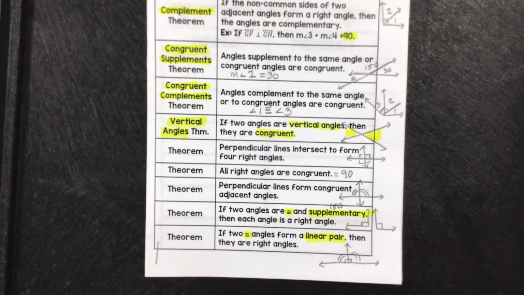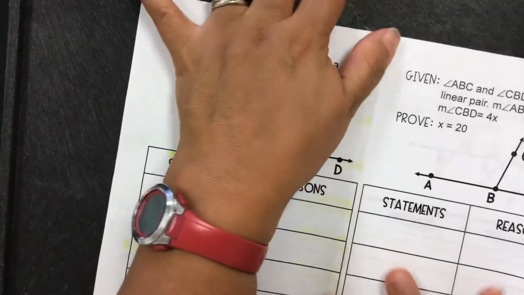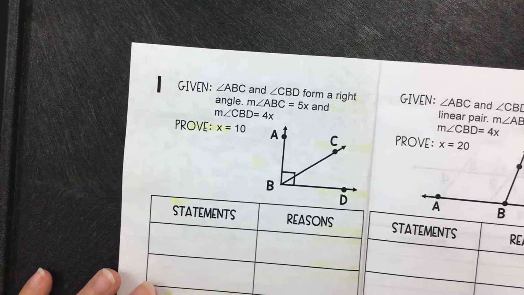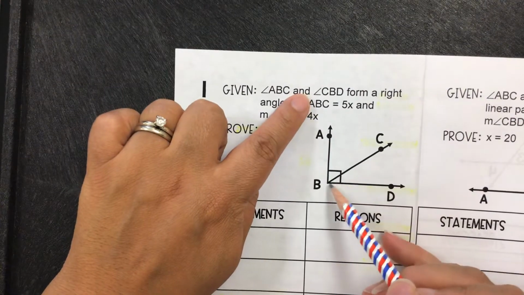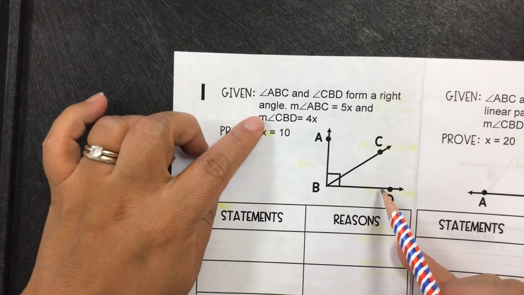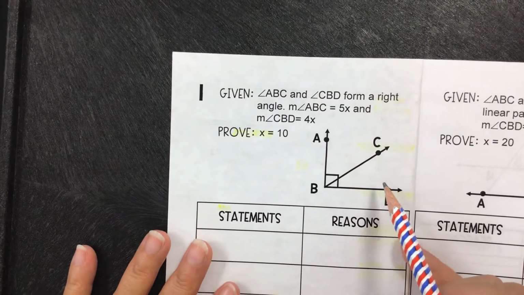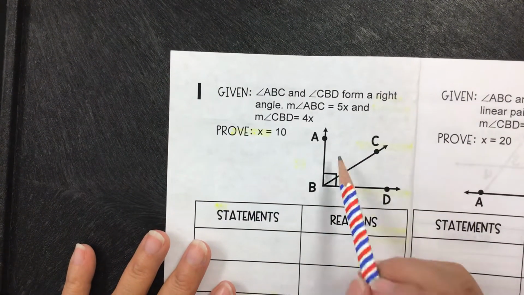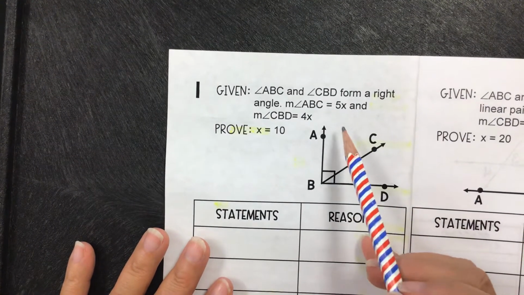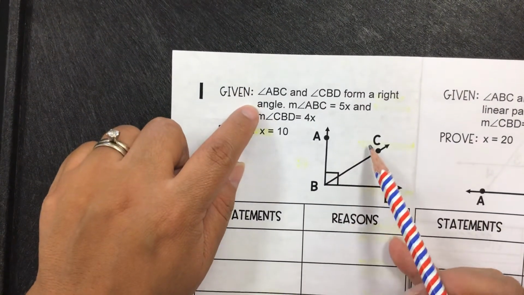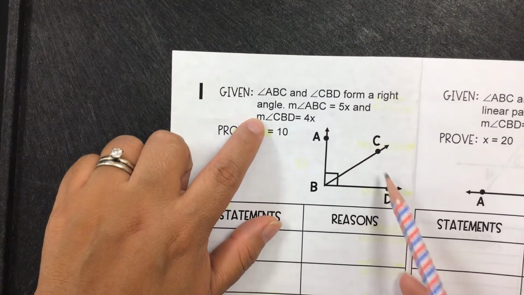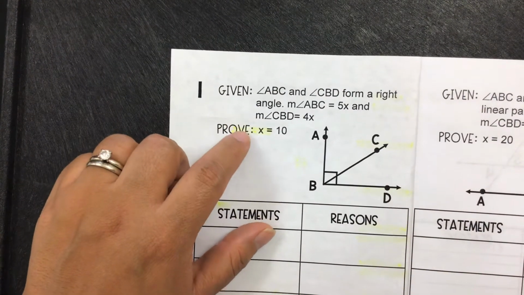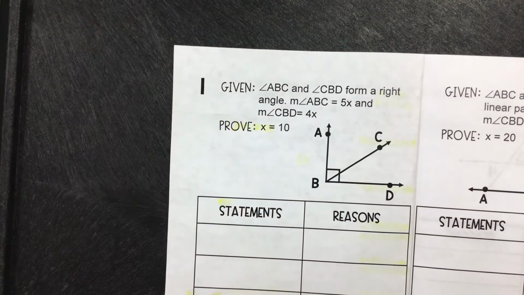All right, number one. Number one says that angle ABC and angle CBD form a right angle. So together they form a right angle. And then they tell me that the angle ABC is equal to 5x, and the angle CBD is equal to 4x. What we're trying to prove is that the value of x is equal to 10.